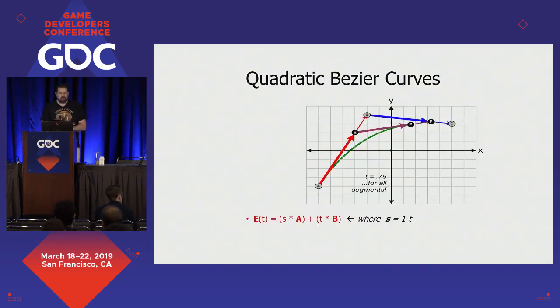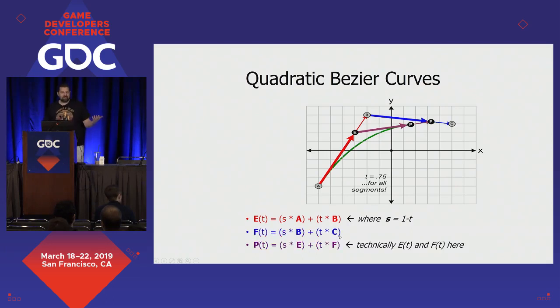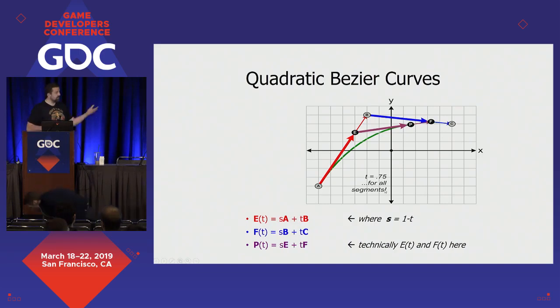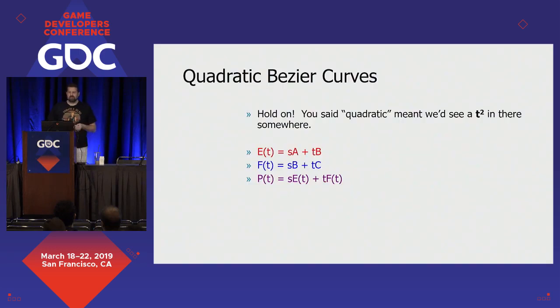So the math here looks pretty simple. If I call this point E, this right here, and this point F, then E is just going to be a blend from A to B, F is a blend from B to C, and then P, the final point, is just a blend of those, right? So if I write it in my compact form, that's it, right? Pretty fast, pretty simple. I don't have to know about basis functions or polynomials or anything.